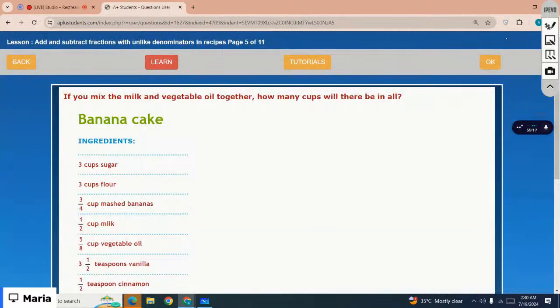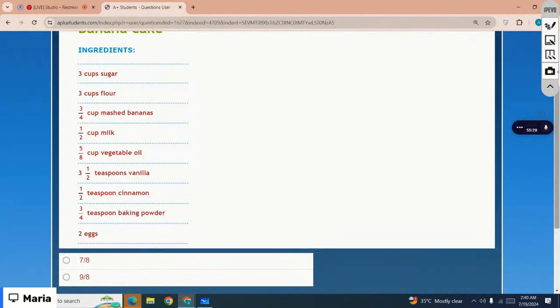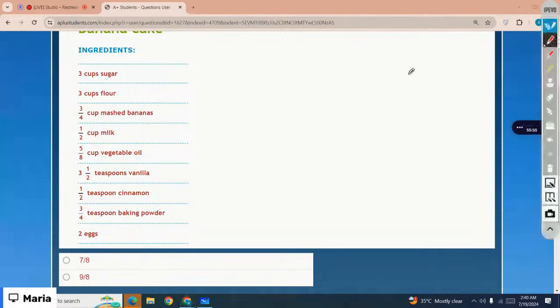Okay, if you mix the milk and the vegetable oil together, how many cups will there be in all? So which is the correct option? You have 1 by 2 cup of milk and 5 by 8 cup of vegetable oil together. So you need to add 1 by 2 and 5 over 8. So which is the correct option?